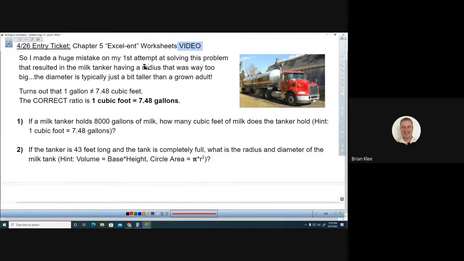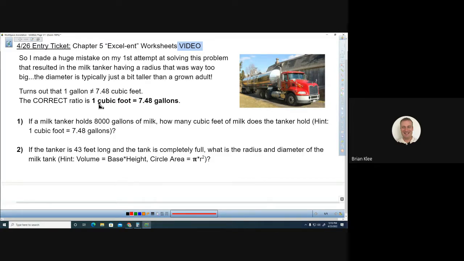So when I first tried this problem, I made a huge mistake on the first attempt at trying to solve it, and it resulted in the milk tanker having a radius that would be just way too big. The diameter of it is typically just a bit taller or shorter than a grown adult, and the tank is the back part right there. Ultimately, you got to make sure you're using your ratios correctly, which determines if you multiply or divide.